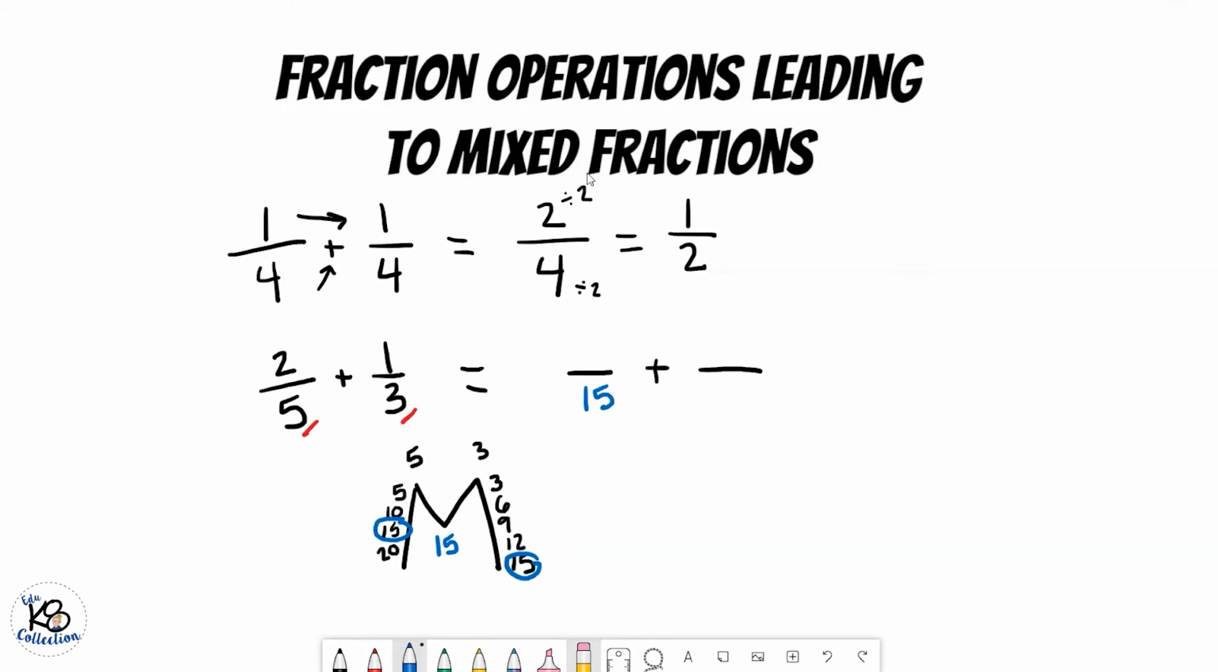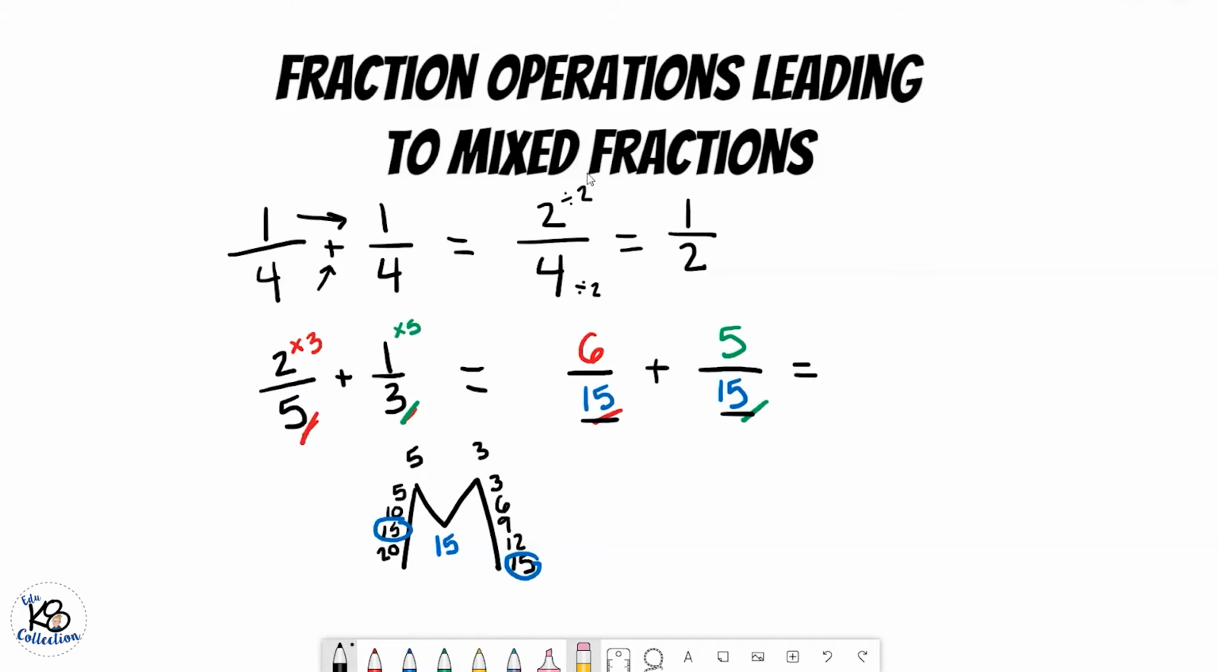and therefore my new denominator. Well, in order for 5 to have become 15, it needed to be multiplied by 3. And so I must do the same thing for the numerator. 2 times 3 is 6. Well, in order for 3 to become 15, I need to multiply 3 by 5. So I must do the same thing to that numerator. 1 times 5 is 5. Notice that now they have the same denominator.